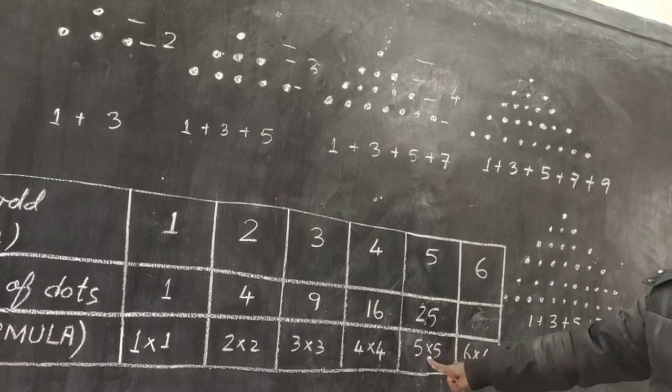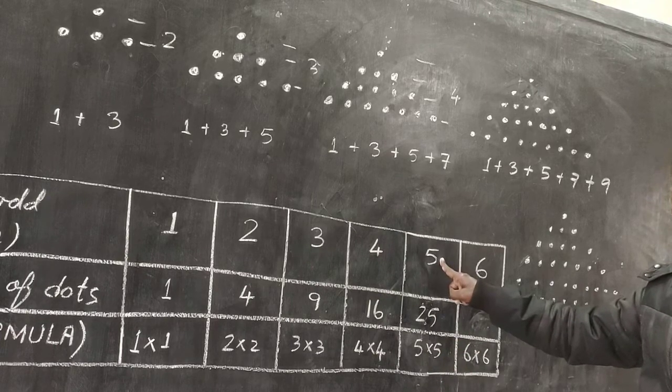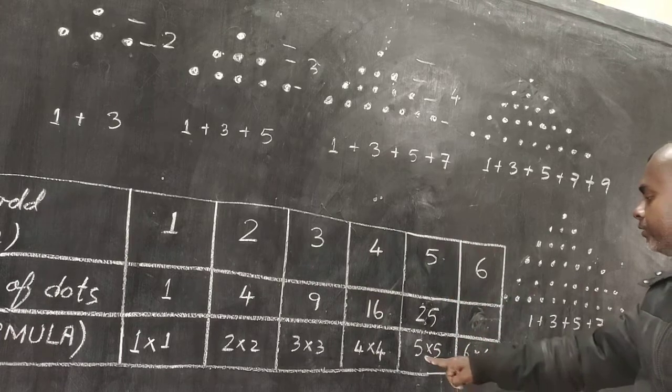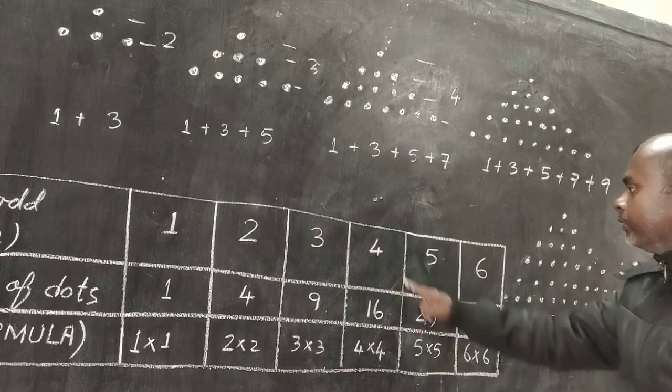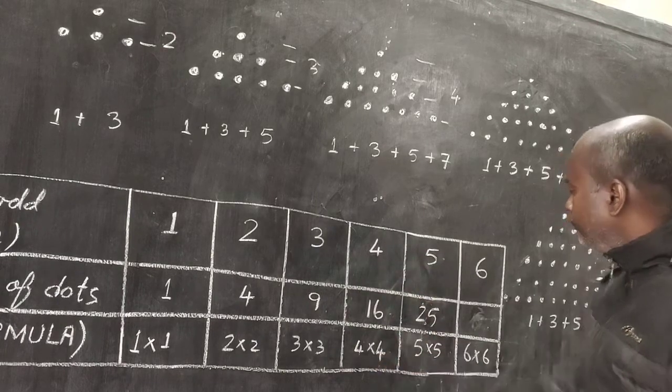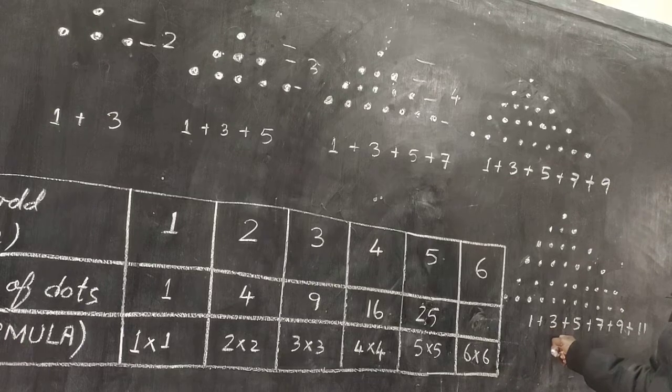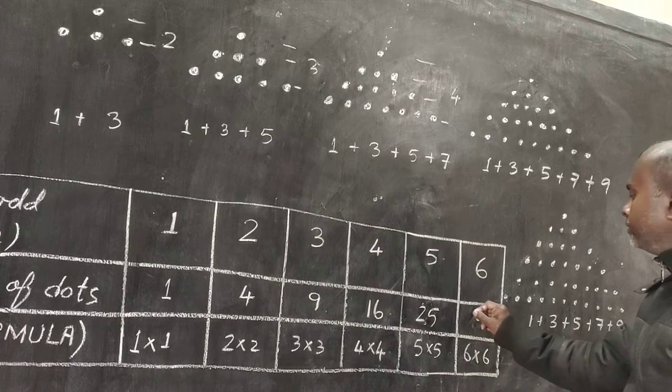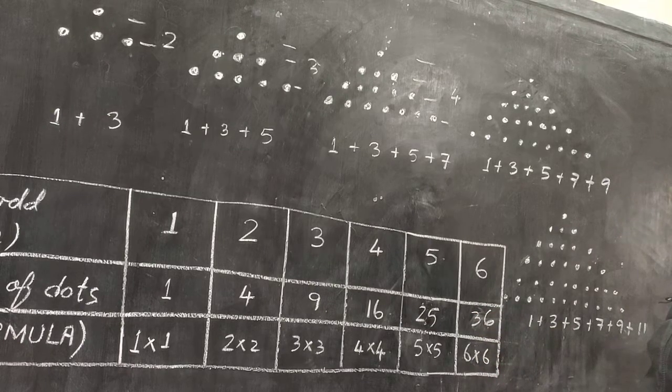That is the pattern. The number of odd numbers, that multiplied by itself again. So 5 odd numbers were there, so 5 into 5. 4 odd numbers were there, so 4 into 4. So in this case, how many dots will be there? 6 into 6, 36. Let us verify.